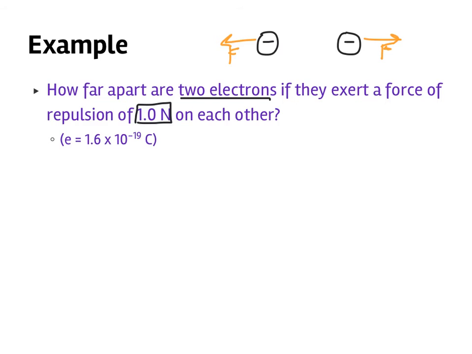So to calculate this force, I'm going to use the equation F equals K Q1 Q2 over D squared. Now we know K is a constant, 9 times 10 to the 9th. Our goal in this problem, folks, is to solve for the distance.